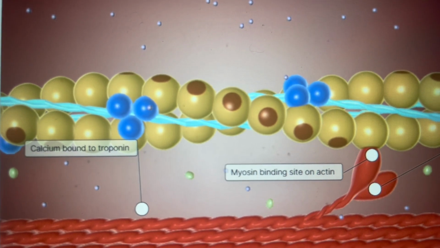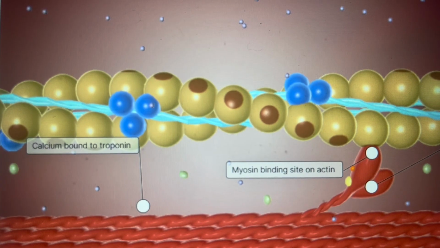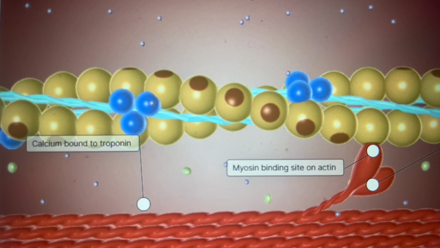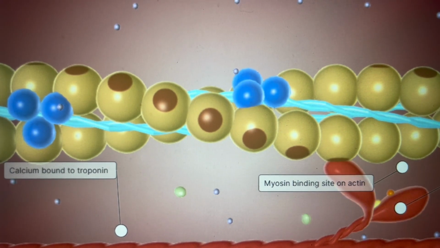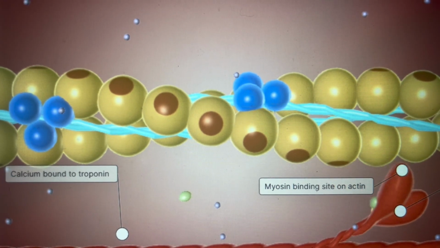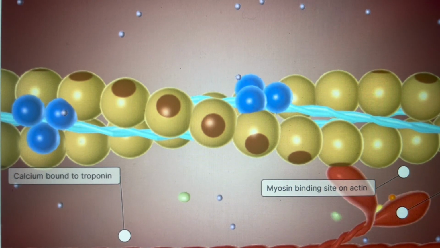After the crossbridge forms, the myosin head rotates towards the center of the sarcomere. As it rotates, the myosin releases its ADP and phosphate. Finally, step 6. After the power stroke, the actin-myosin crossbridge remains intact until the ATP molecule binds to the myosin head. After ATP attaches to myosin, the myosin detaches from actin.